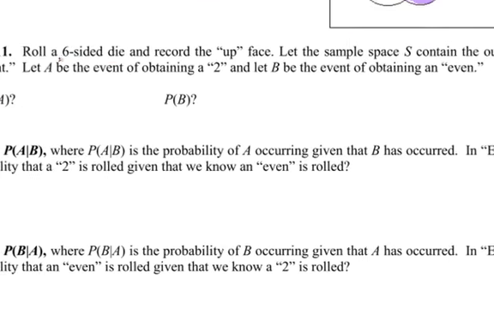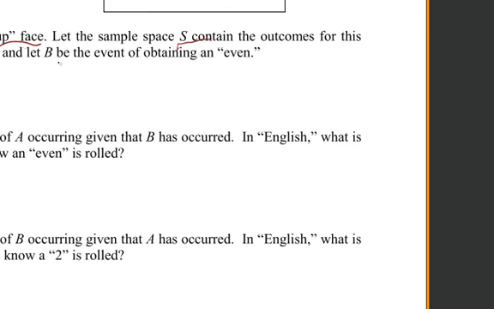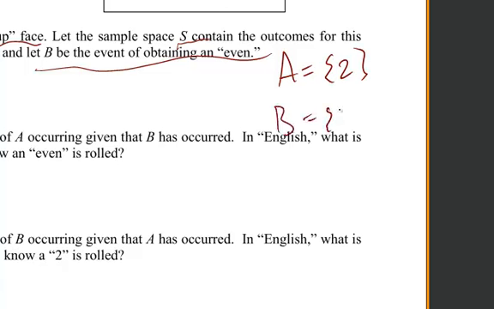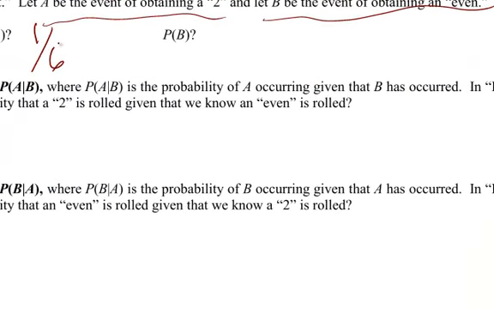So here's an example, a nice one with just rolling a die. Roll a six-sided die and record the up face. Let the sample space S be the outcomes, and let A be the event of getting a 2, B be the event of getting an even. So S is just 1 through 6. A is the event of getting a 2, and B is the event of getting a 2, 4, or 6. So what's the probability of A? That's 1/6 if I have a fair six-sided die, and B is 1/2.